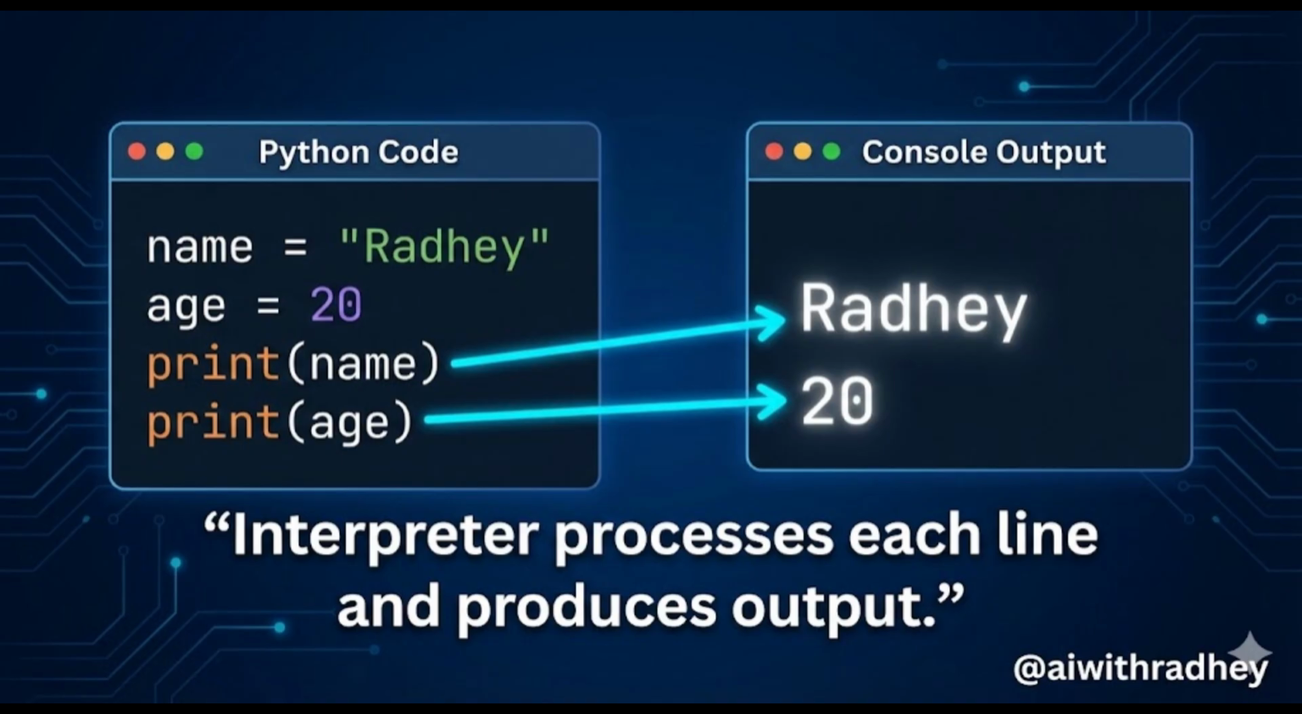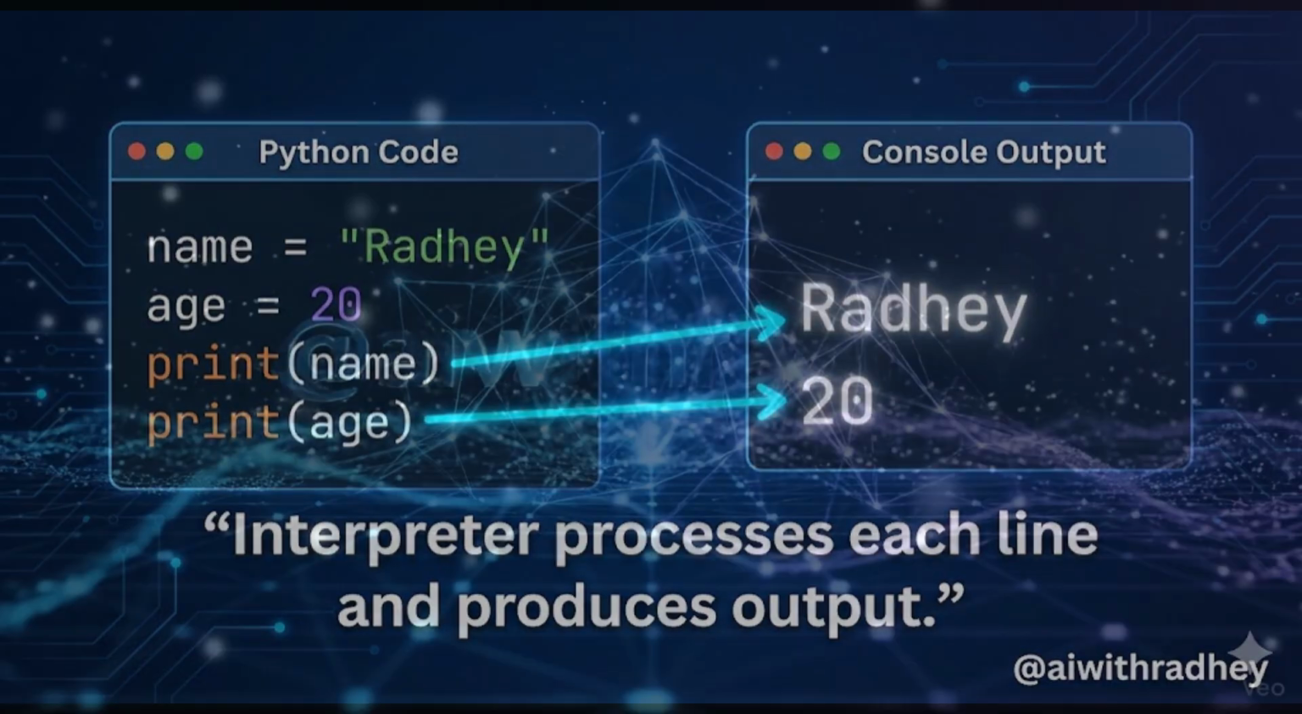When Python reaches print name, it sends the word to the output. Then print age produces the number 20. This top-to-bottom flow shows how the interpreter goes line by line, executing instructions and generating the final output you see.